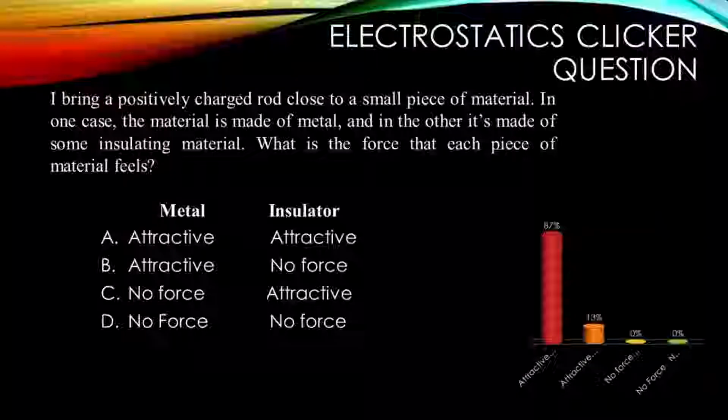So we're going to start off with a clicker question that comes from some of the material that we built on yesterday. This one says, I bring a positively charged rod close to a small piece of material. In one case, the material is made out of metal, and in the other, the material is made out of some insulating material. What's the force that each piece feels, in relation to the rod?